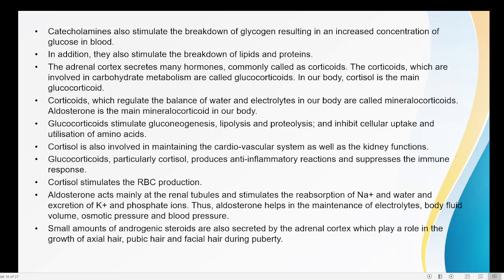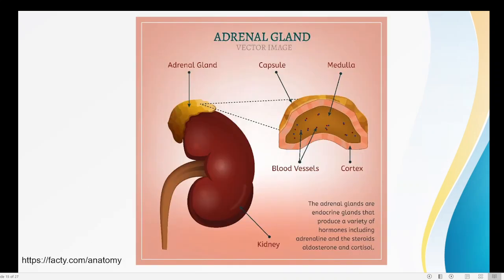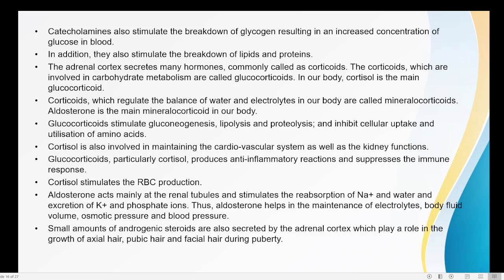Now if you take the adrenal cortex, it secretes many hormones, and they are popularly known by the name corticoids. So we have seen catecholamines, meaning adrenaline and noradrenaline, secreted by the adrenal medulla. Corticoids means the hormones secreted by the adrenal cortex. The corticoids which are involved in carbohydrate metabolism are known as glucocorticoids.